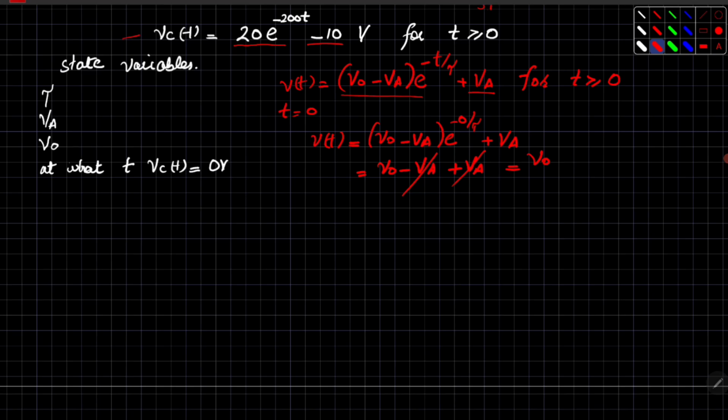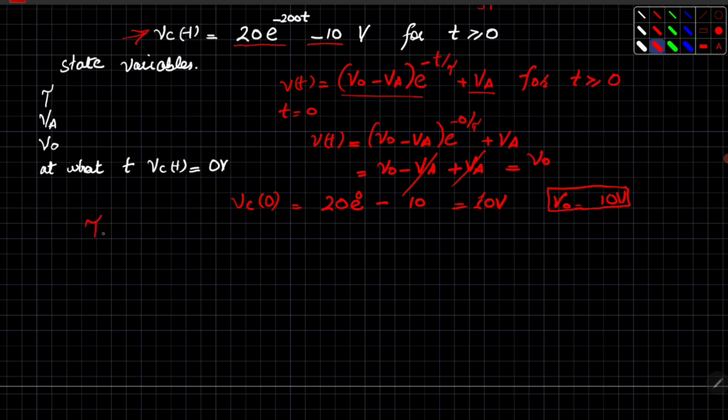So if we put t equal to 0 in this equation, our Vc at 0 will be equal to 20 e raised to power 0 minus 10. So this will be equal to 10 volts. So our first answer is V naught is equal to 10 volts. Now we want to calculate the value of tau.